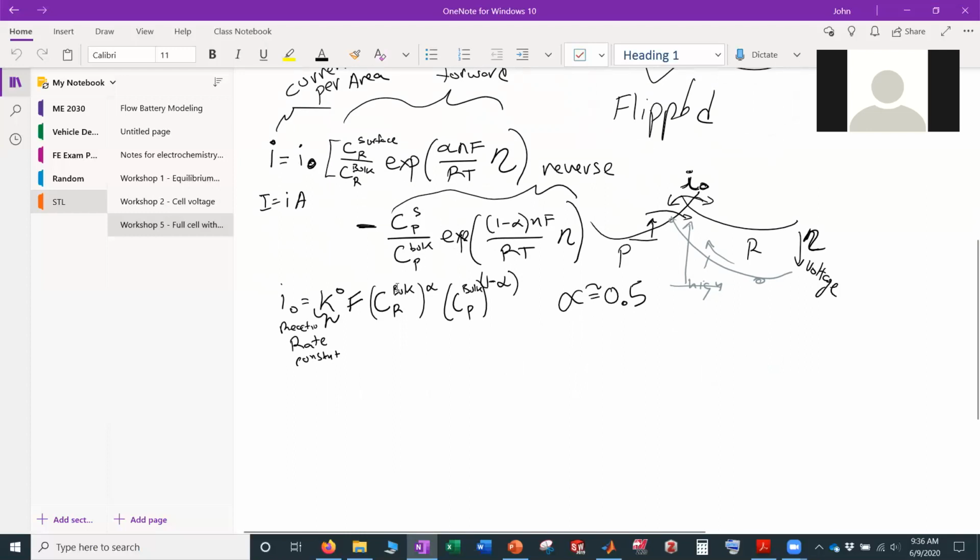But what we can assume is the reverse is negligible. So we always say, okay, well, I'm going to go at high enough currents where the reverse is negligible.